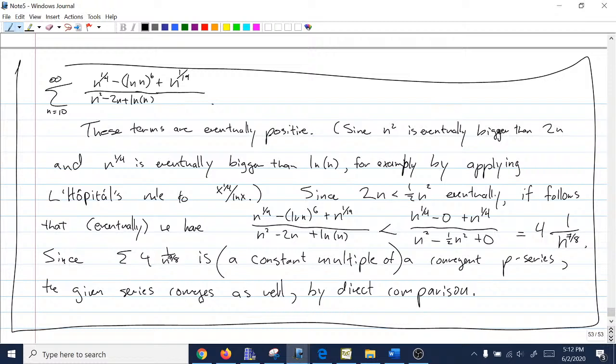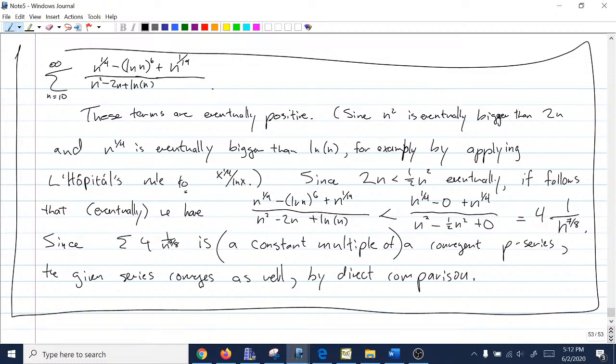What else do I want to talk about? I haven't done enough alternating ones. I should do some alternating ones. Oh, I want to do one of these too. I said a second ago that n to the 100 is way smaller than n factorial.